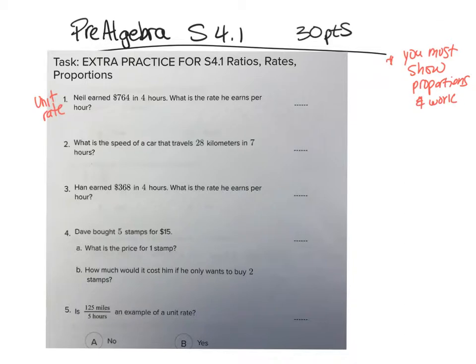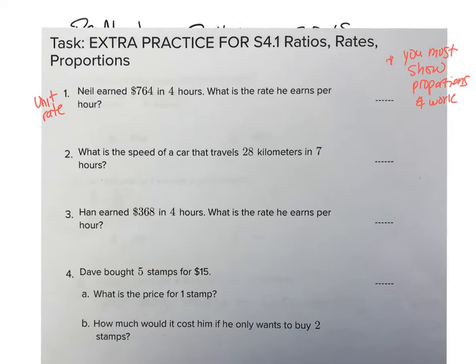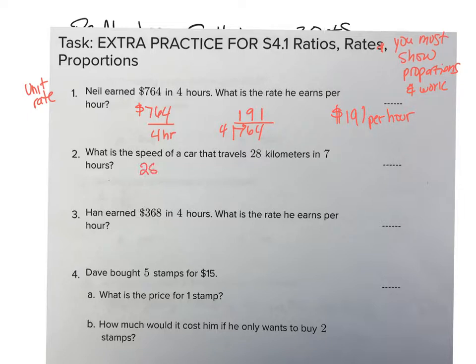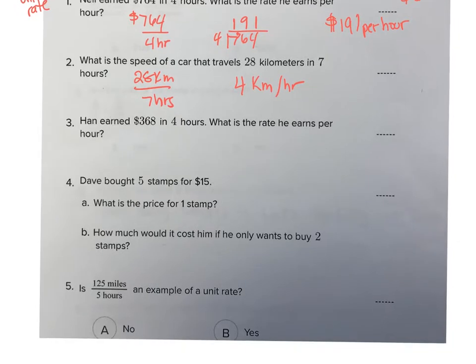So in this case, what I would expect for you to show in terms of work would be that $764 in 4 hours is not a unit rate, so it means I have to divide. So then you would actually write out 764 divided by 4, which gives you 191. That's $191 per hour. So this one would be 28 kilometers in 7 hours, which is a division, 28 divided by 7, which is 4 kilometers per hour. That's the speed. When they ask you for the speed, it's like asking you what's the unit rate.